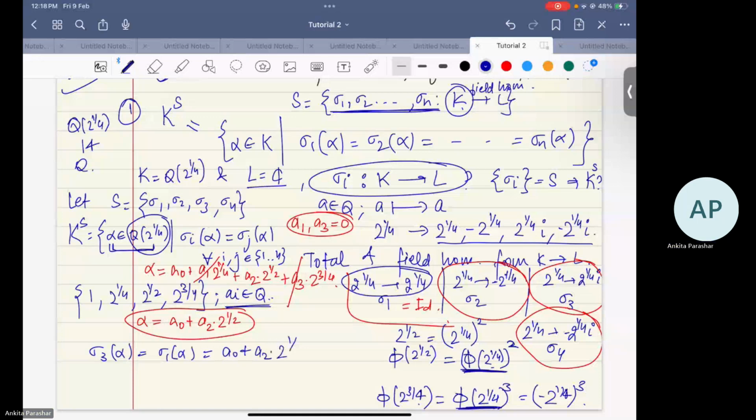So any typical element alpha is A0 plus A2 2 power 1 by 2. These are the elements which are kept constant. Among them, A1 and A3 have to be 0. And this is nothing but all possible elements like this, where A0 and A2 are in Q. Can you see this field as something? Because this is the fixed field. Therefore, it has to be a field. Can you see this as a field? Can you write this as some known field? Think for a minute, you will get it.